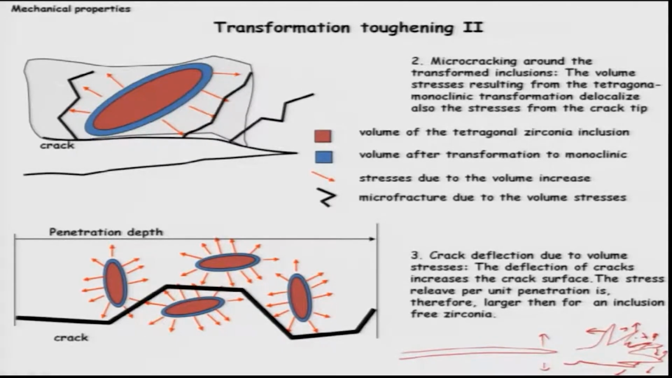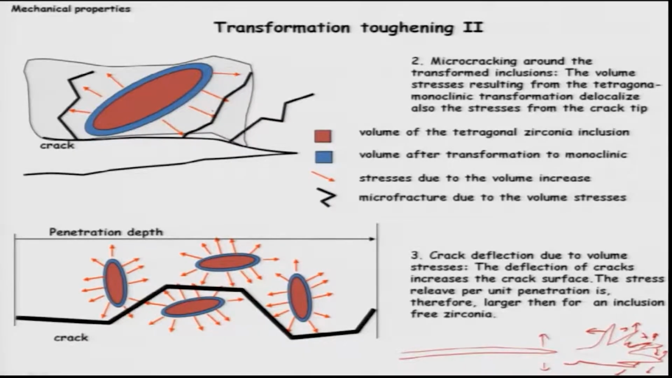Basically what this picture shows is that this red color region is the volume of tetragonal zirconium inclusions, and this one is the volume after transformation. So there is a volume increase, as you know, and the red arrows show the stress due to the volume increase in the microstructure. These are the cracks. Because of the stress, which will be primarily compressive, the crack which was even branched will also be closed, correct.